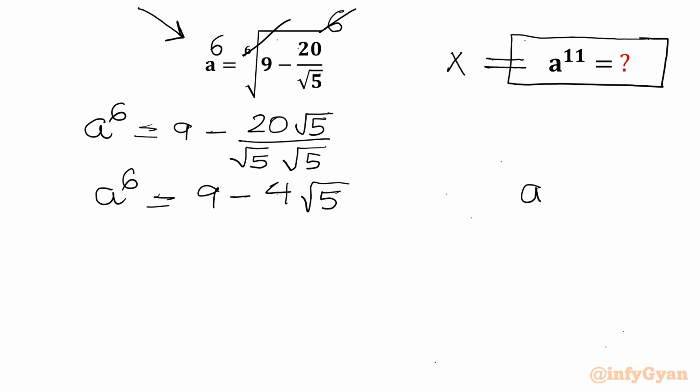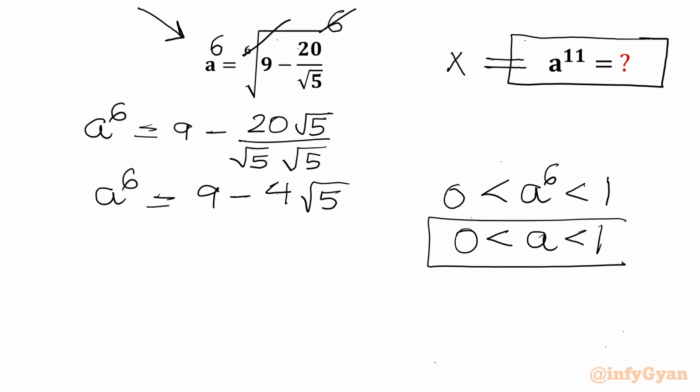Now, if you see, a power 6 is greater than 0 but less than 1. So I can write a power 6 is lying in the interval 0 to 1, so a will be in the interval 0 to 1. Now I can write a by considering the 6th root on both sides: 9 minus 4 square root 5 whole power 1 by 6.